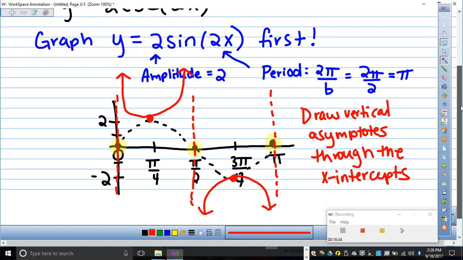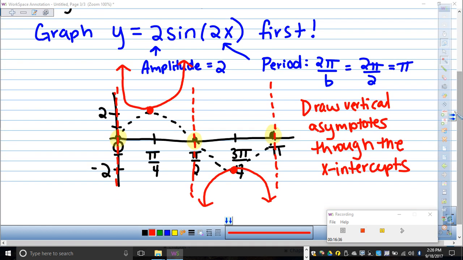So there's really not a whole lot different that we're doing from the graph of sine. As long as you know how to graph sine and cosine, secant and cosecant are very easy. Draw your vertical asymptotes through those x-intercepts, and then just draw your nice U-shapes.